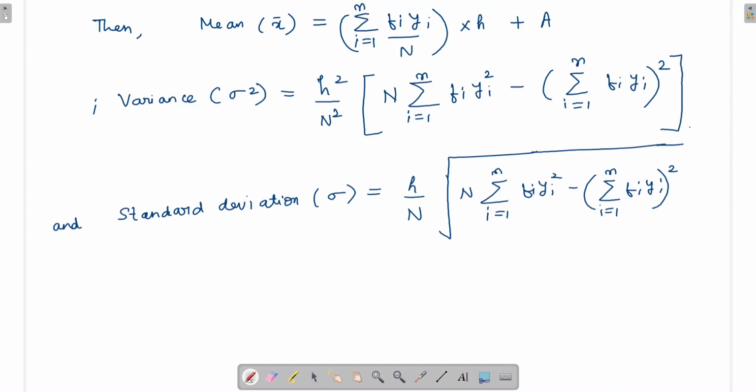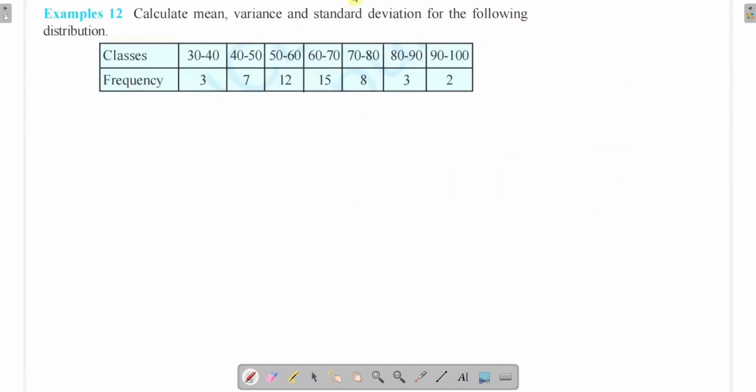Now we can solve a problem to understand this formula clearly. The problem is: calculate mean, variance and standard deviation for the following distribution. The classes are 30 to 40, 40 to 50, up to 90 to 100, and the frequencies are 3, 7, 12, 15, 8, 3, 2. Let us solve this problem.